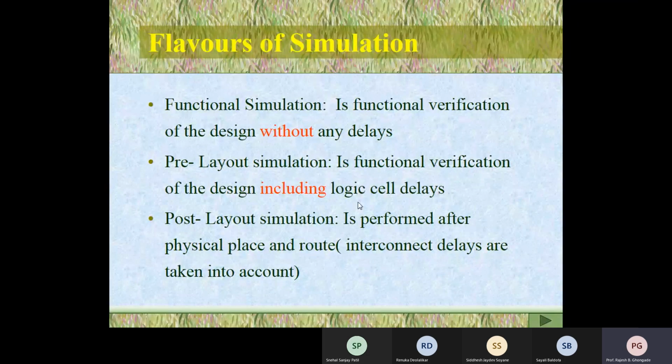If it's an AND gate, it will verify whether it is working as an AND gate. It will not tell you anything about the delay. For example, what is the delay in changing the output? TPLH and TPHL won't be specified at this point. So if you don't include those things, it is called functional simulation.